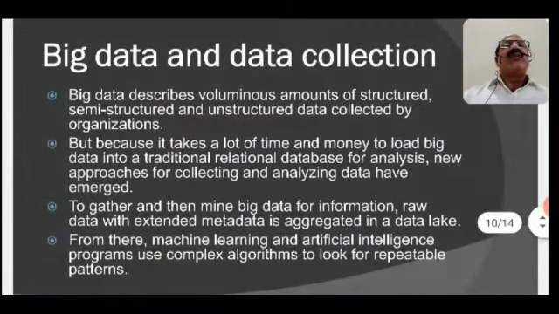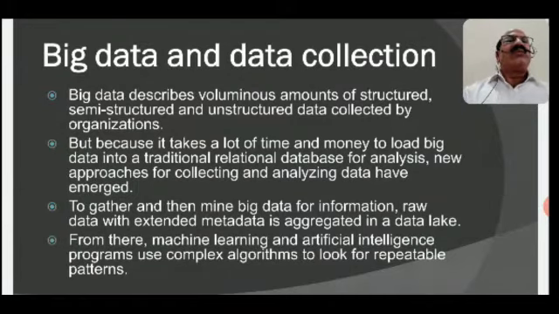Then another one is big data and data collection. Big data describes basically voluminous data, that's structured, semi-structured or unstructured data collected by the organizations. So like 30-40 people, hundreds of people going for data collection. So big data is just like your census, when they go to collect data throughout India, that's big data. So likewise you can see how it is being done. It takes a lot of time and money.